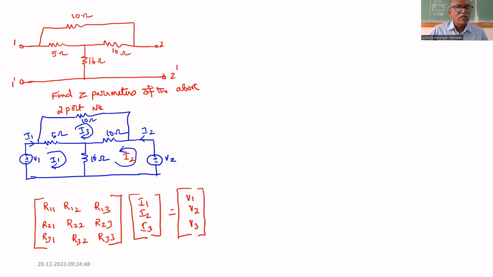So what is R11? Sum of the resistances in the first loop. That is 16 plus 5, 21. R12 is common to the first loop and second loop. In the second loop, what is the direction of current? The direction of current is the same. I1 is from top to bottom, I2 also from top to bottom. That's why positive. Common to both is 16 ohm, that's why plus 16.